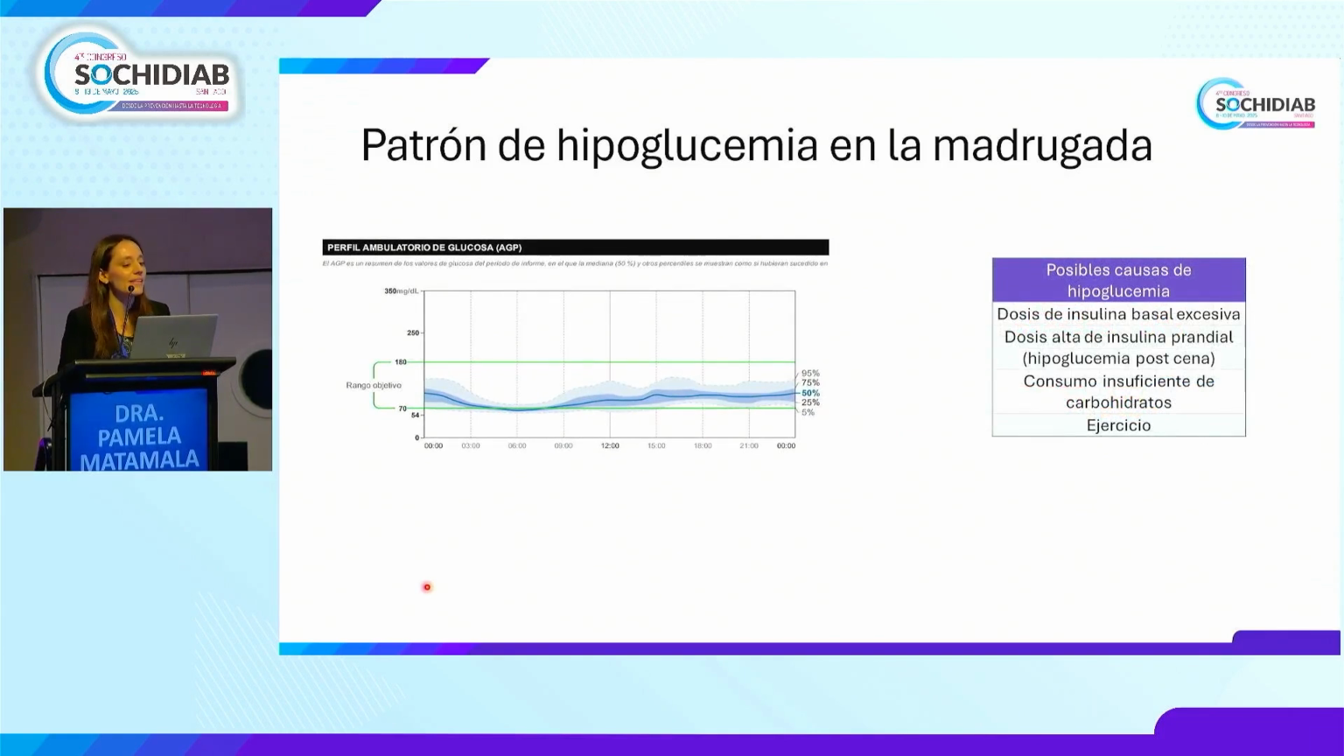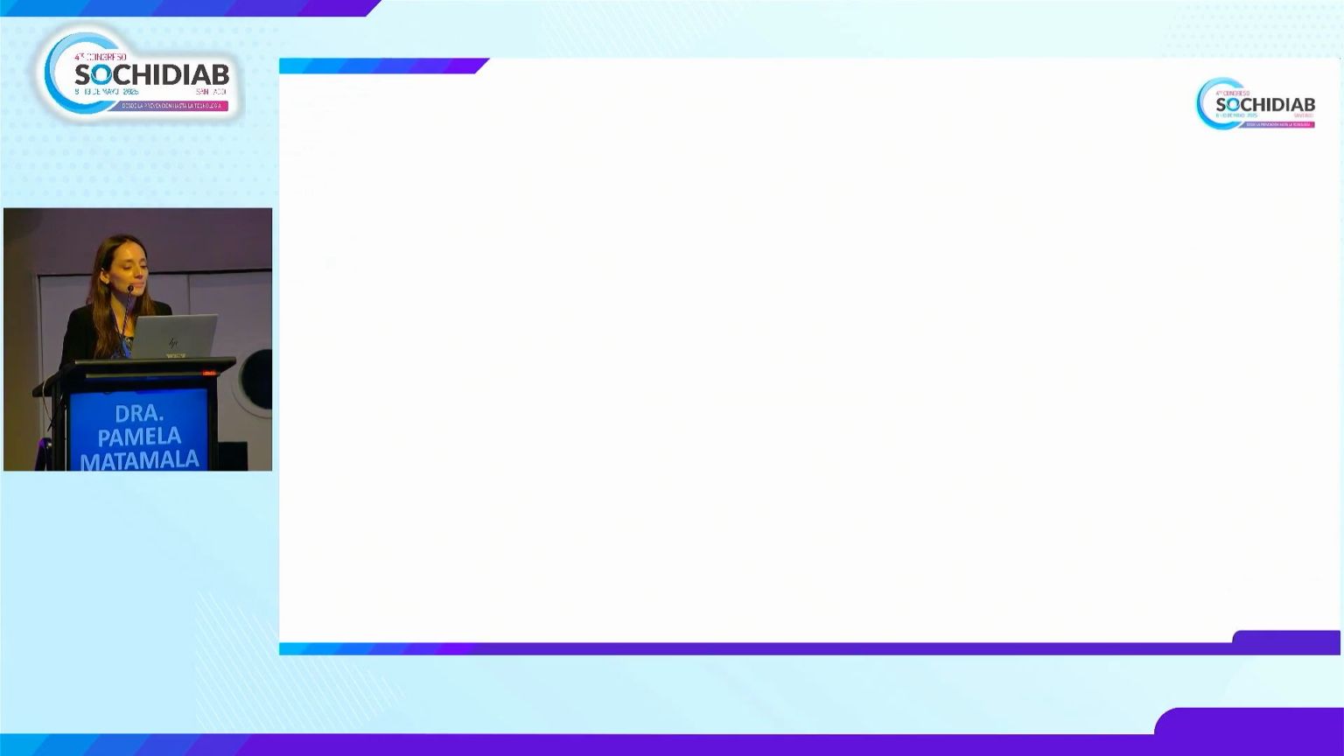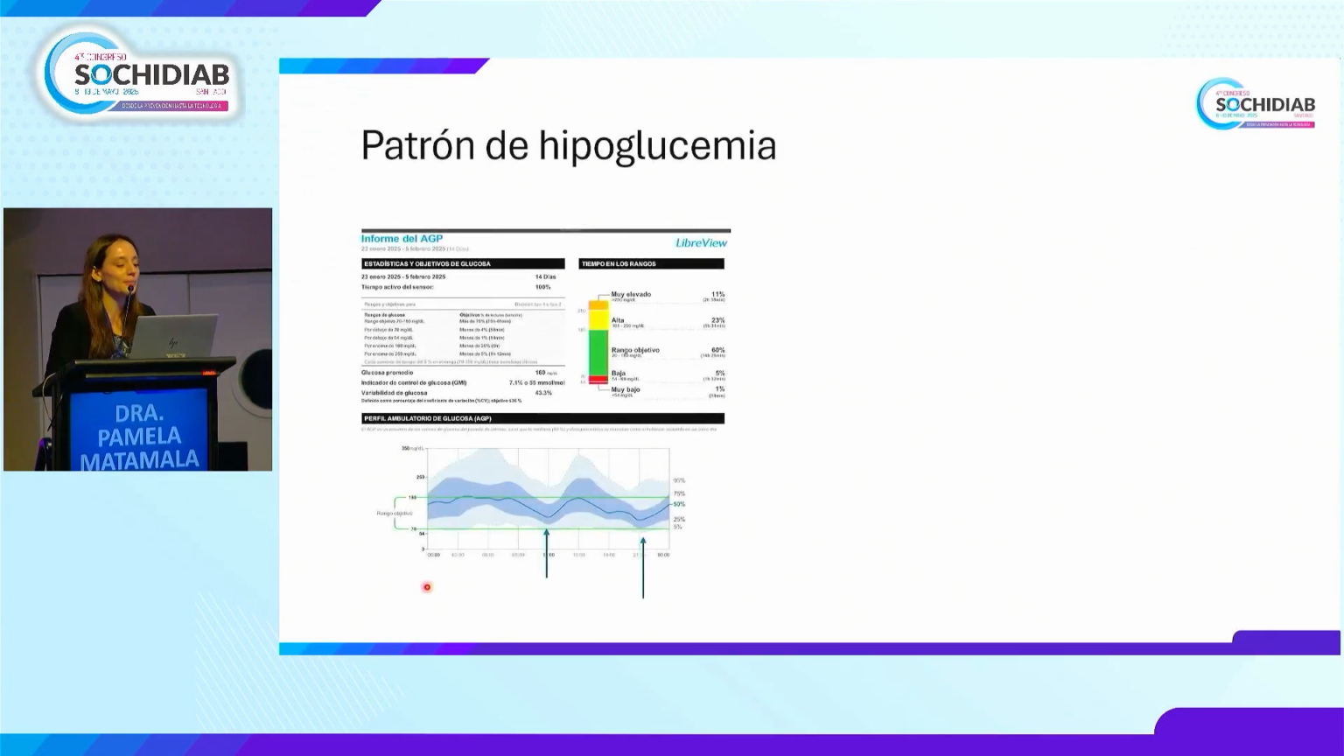In general, excessive baseline dose is most probable, but also, not in this case but in others, you can analyze that these may be too high prandial doses after, for example, dinner. And on lesser occasions, it is a high intake of carbohydrates or exercise, and we have an adjusted dose.